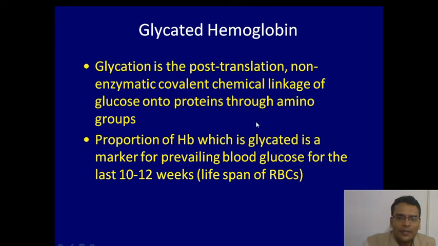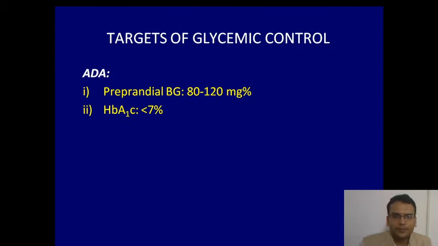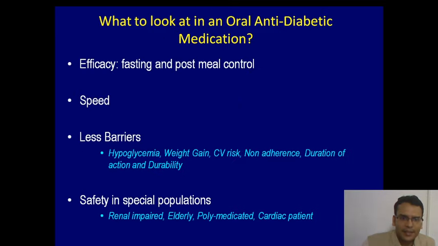So what is HbA1c? We know that glycation is a post-translational non-enzymatic linkage of glucose onto proteins through amino groups, and this is occurring at the beta chain of hemoglobin onto the valine residues. So the proportion of hemoglobin which gets glycated will be a marker for prevailing blood glucose for the last 10 to 12 weeks, since lifespan of RBCs is around 120 days. So an HbA1c gives you an estimate of long-term glycemic control over the past 2 to 3 months. So targets for glycemic control, we have already discussed this.